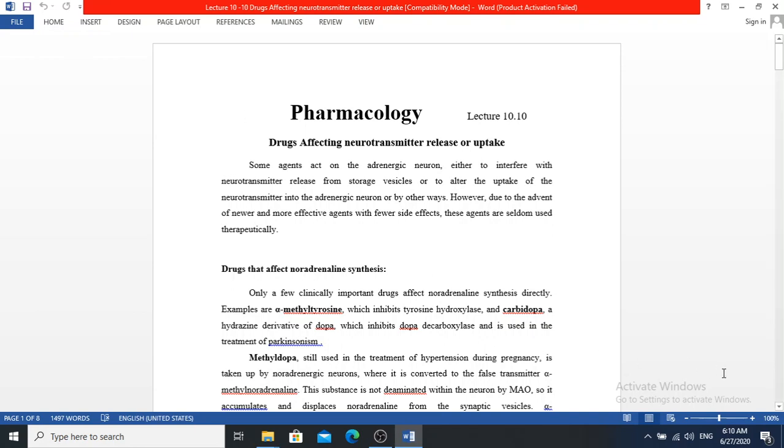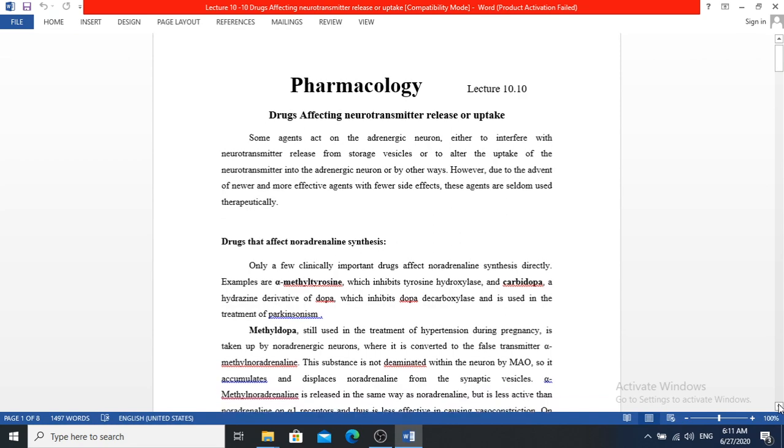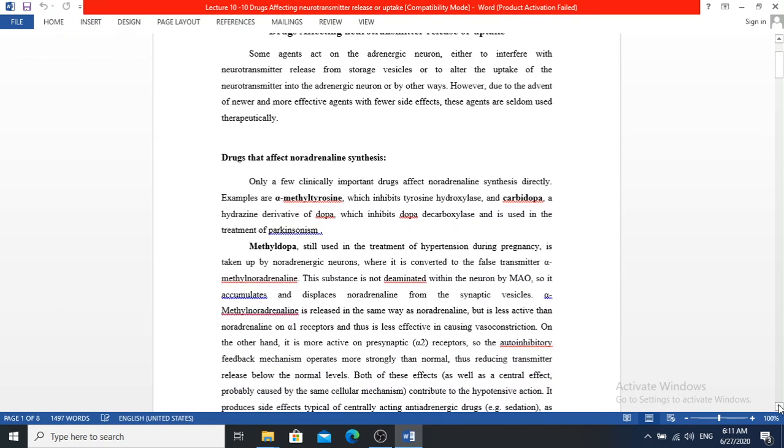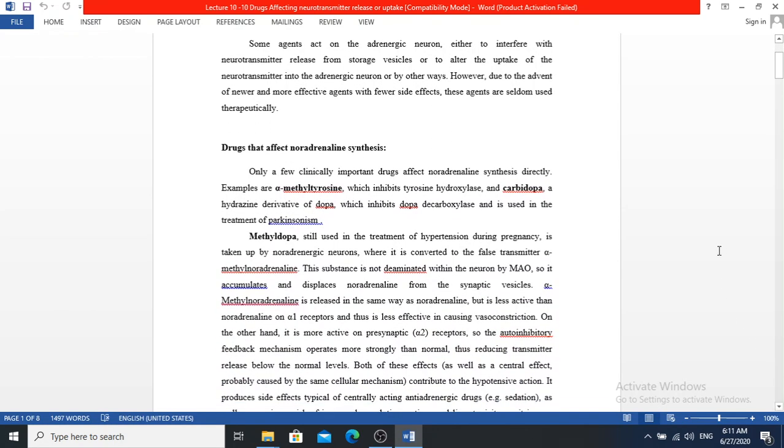Anyhow, it is better to know the basis of the effect of these drugs that were used previously, and it is good to know how these medicines work.